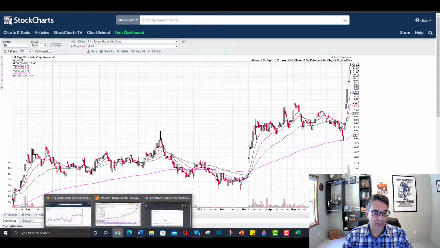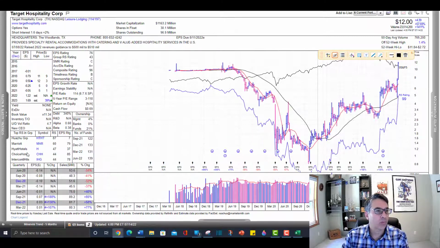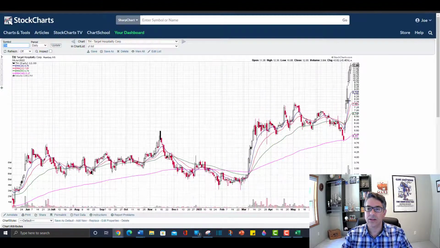There's TH. What a rocket ship. What the heck is going on with this stock? Specialty rental accommodations with catering. Nice revenue. Big EPS. This thing looks like it's the real deal, although the stock price is very cheap. Wow. Some institutions are loading up here. My goodness. We'll have to watch this one, folks.